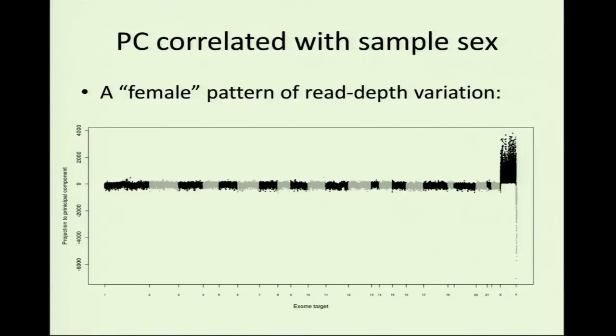So you don't see any strong signal here in this principal component, but what you do see is that in the X chromosome, the black region at the end, all the way at the right, you see very high read depth, and in the gray chromosome, all the way at the end of the right, you see really low Y chromosome read depth. And what that basically tells you is that this is the female pattern of read depth variation. Of course, males will have the opposite. So this really loads onto female-male differences very strongly.